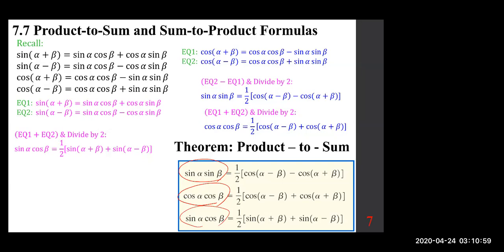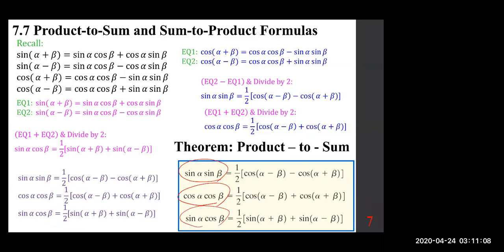So sine alpha sine beta is half of cosine alpha minus beta minus cosine alpha plus beta. Cosine alpha cosine beta is half of cosine alpha minus beta plus cosine alpha plus beta. Sine alpha cosine beta is half of sine alpha plus beta plus sine alpha minus beta. And again, for now, you have the formulas, you can practice.